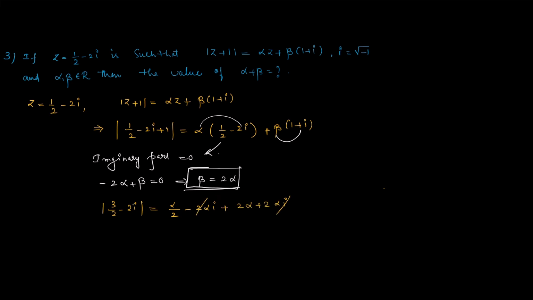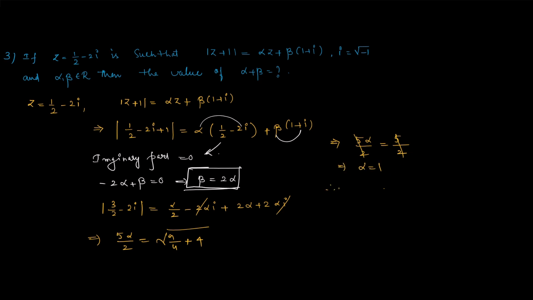So it is cancelled. So alpha by 2 plus 2 alpha, which is 5 alpha by 2, is equal to the modulus of a complex number, root of what we get: 9 by 4 plus 4, which is 5 alpha by 2, is equal to root of 16 plus 9, 25, root of 25 is 5 by 2. 5 by 2, 5 by 2 cancelled, we get alpha is equal to 1.